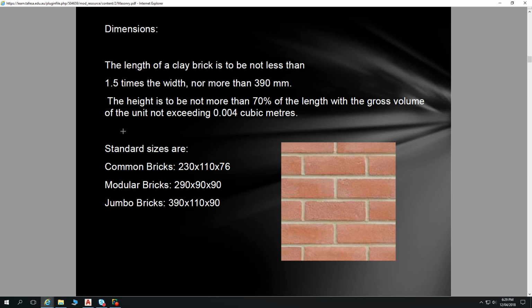So, yeah, 290, 90, 90. Well, the thing is, if we add a 10mm mortar gap to the side of that, and a 10mm mortar gap to the bottom of that, we've got something which is 300mm long, 100mm tall, and if we have a mortar gap to the side, it's 100mm wide. So it's a little bit more modular.